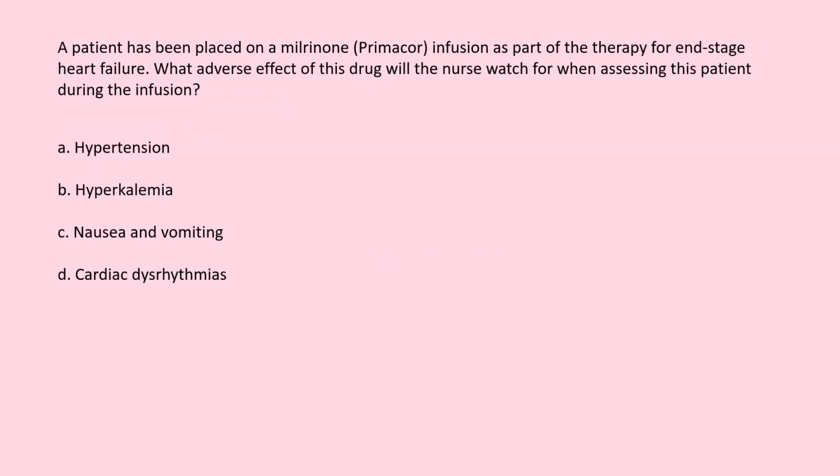A patient has been placed on a milrinone, Primacor, infusion as part of the therapy for end-stage heart failure. What adverse effect of this drug will the nurse watch for when assessing this patient during the infusion? A. Hypertension. B. Hyperkalemia. C. Nausea and vomiting. D. Cardiac dysrhythmias.